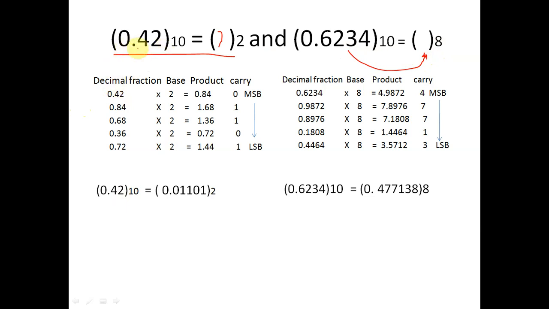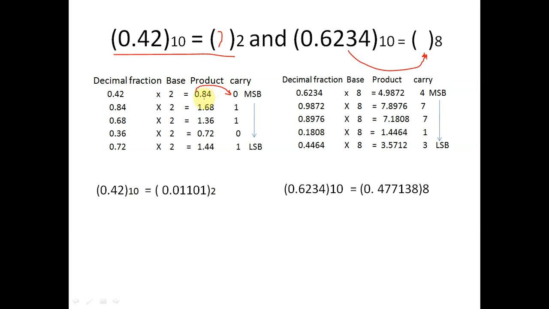0.42 is the given number. This given number is multiplied by 2. Why? Because this number is converted into binary, and binary has a base of 2. So 0.42 multiplied by 2, the answer is 0.84, and the carry of this product is 0. So write here 0. Now for the second step we will take only the fraction part.